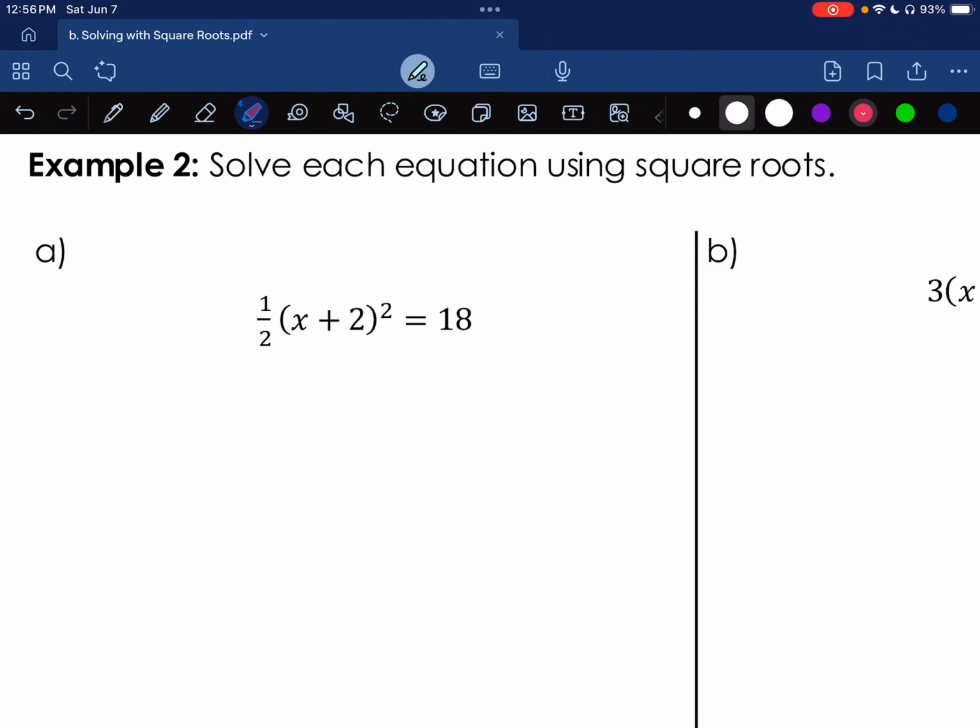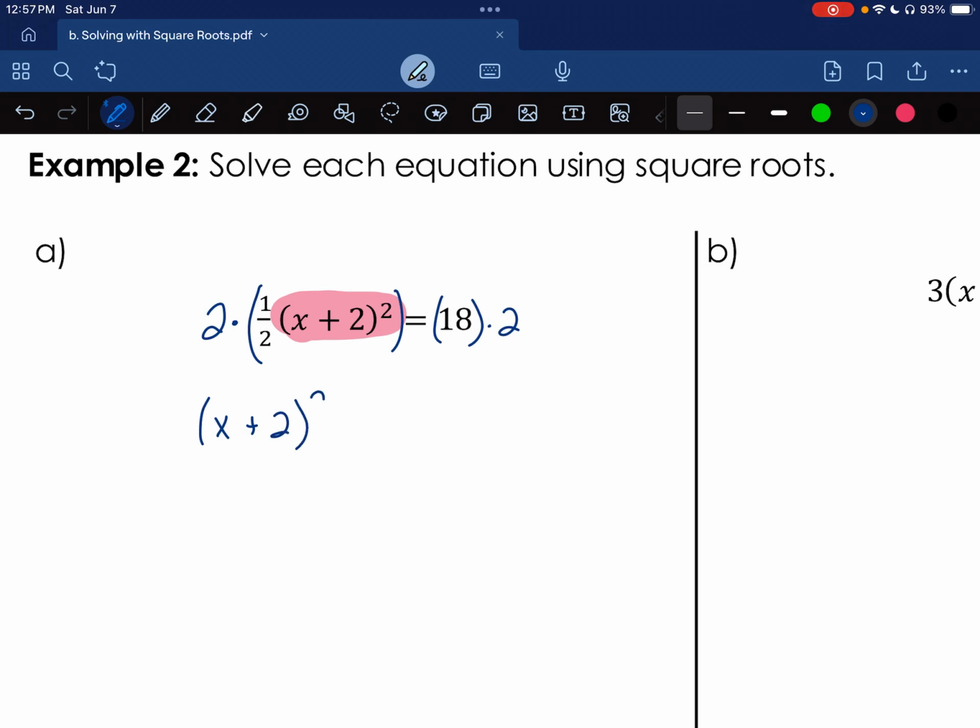So here, our squared term is this vertex form, but it's a whole quantity squared, not just x being squared. I could divide both sides by 1/2, but I think it's even faster if I just multiply by 2, because that's what we end up doing anyways when dividing by a fraction, multiplying by the reciprocal. So I'm going to end up with (x + 2) quantity squared is equal to 36.